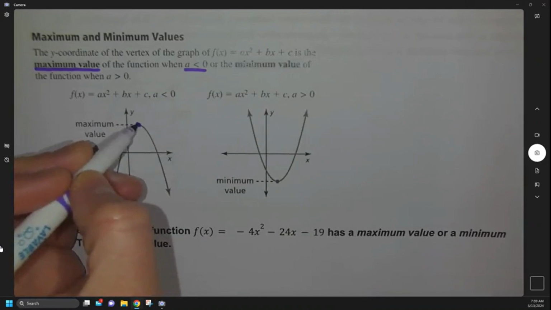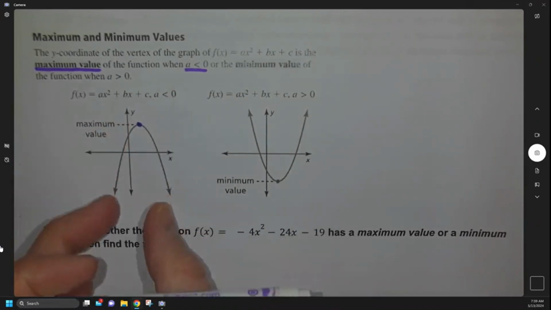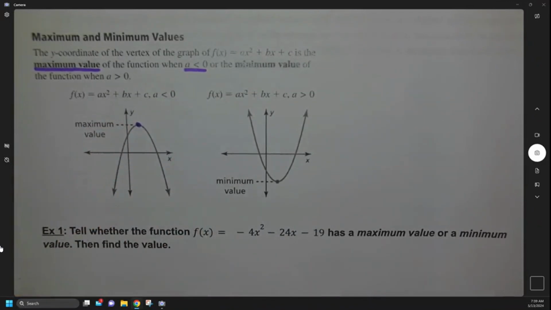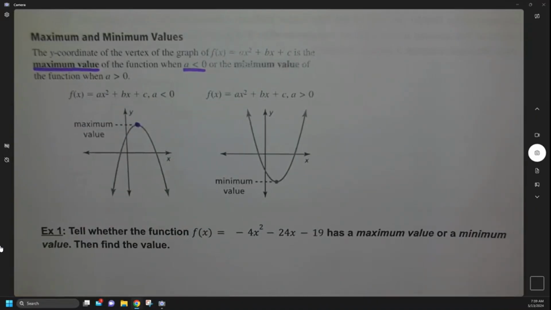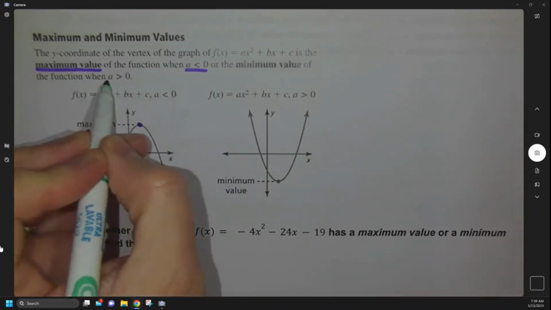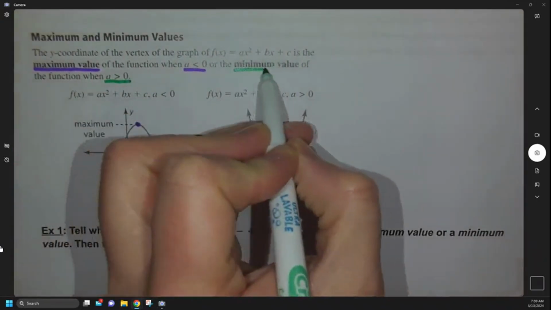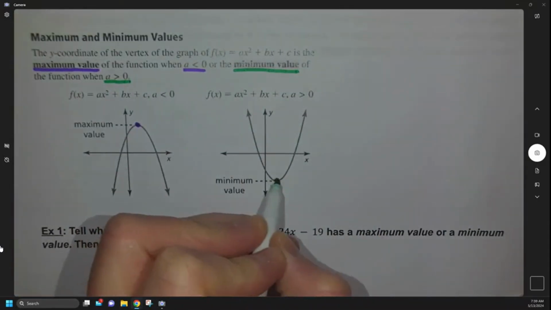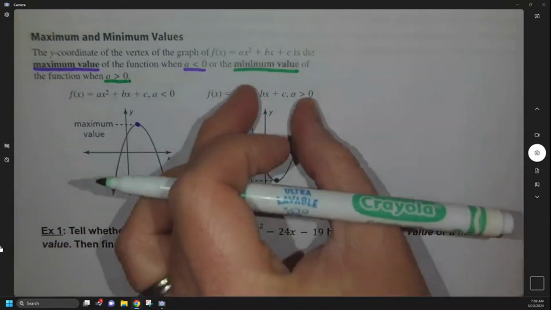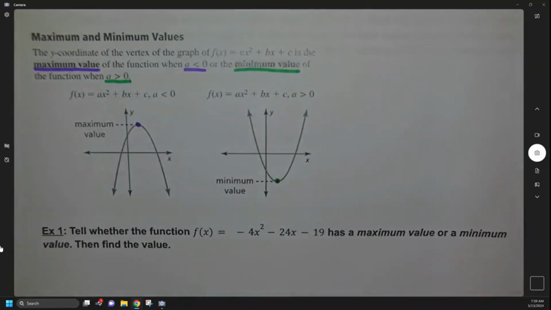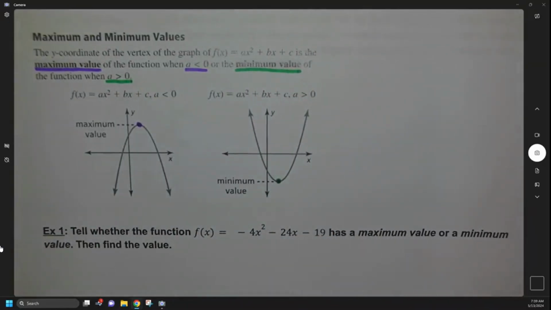So you've got that top value here. Everything for the y has to be below that for those graphs. And then if the a is greater than 0, then we have a minimum value, because in this case, all those y values are everything above that spot because those graphs are facing upwards.